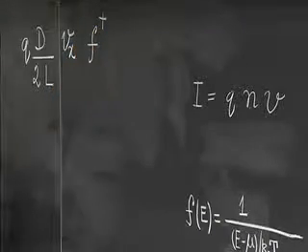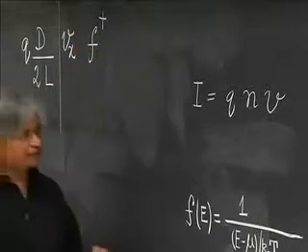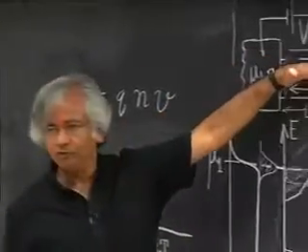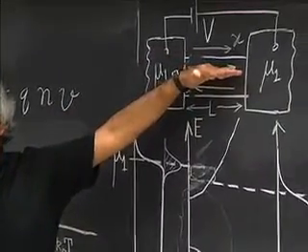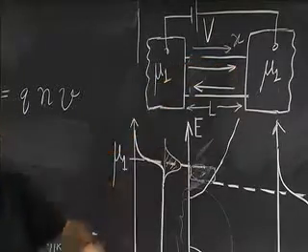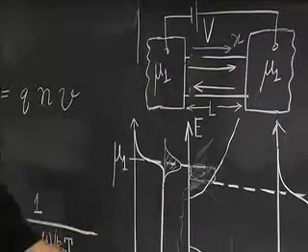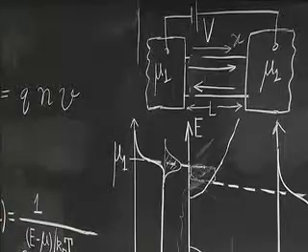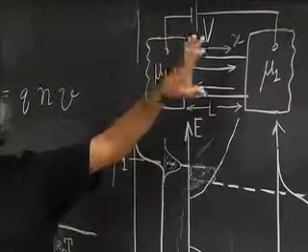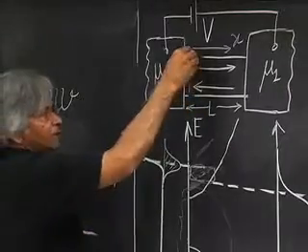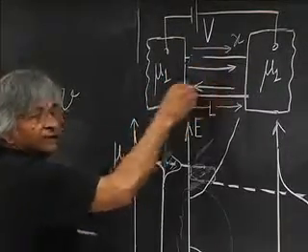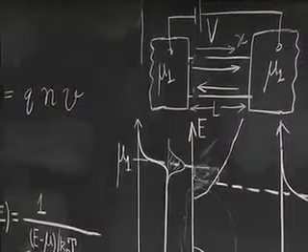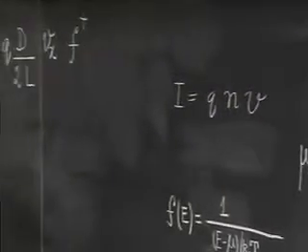What's F plus? Well, F plus is a function that tells me how well the right-moving states are occupied. F1 and F2, by the way, are Fermi functions. Those are the equilibrium things in the contacts. Inside the device, it's a non-equilibrium situation. The positive-going ones are a little more filled than the negative-going ones. And so F plus tells me how well the positive-going ones are filled.